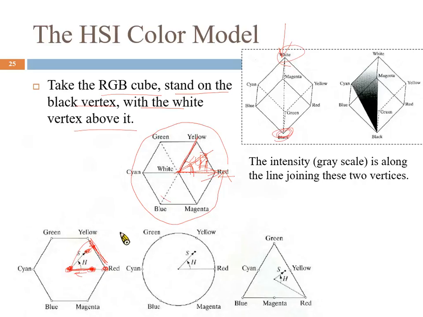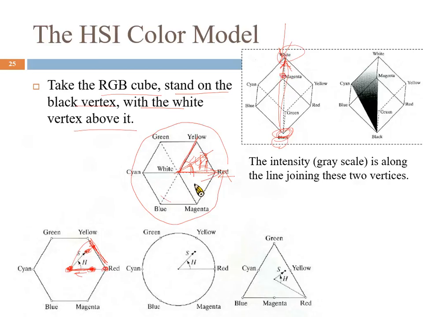So how about the intensity? The intensity is the location in between black and white. Closer to white is higher intensity.